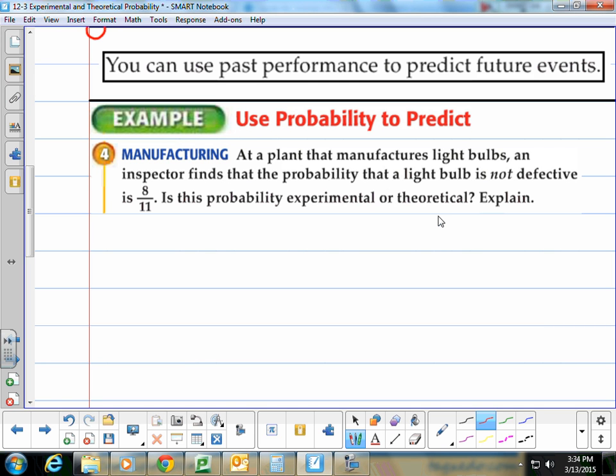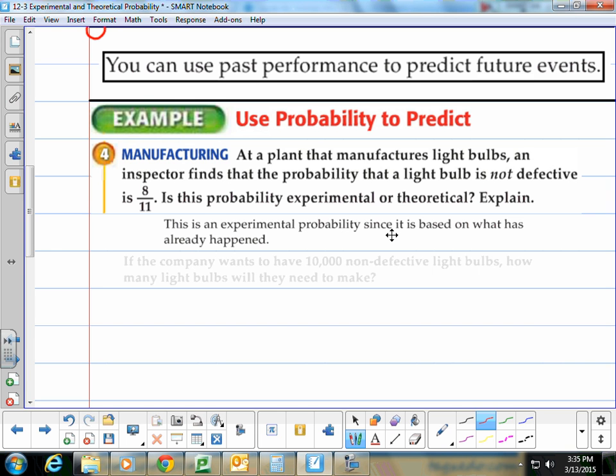So you're trying to think, this inspector finds that the probability of a light bulb not being defective is 8 out of 11 times. We're wondering, is this experimental? Is this a result of something that was an experiment that was conducted and happened? Or is this, in theory, what we think will happen? And then you explain. So this is an experimental probability because it is based on what has already happened. The inspector did some tests.